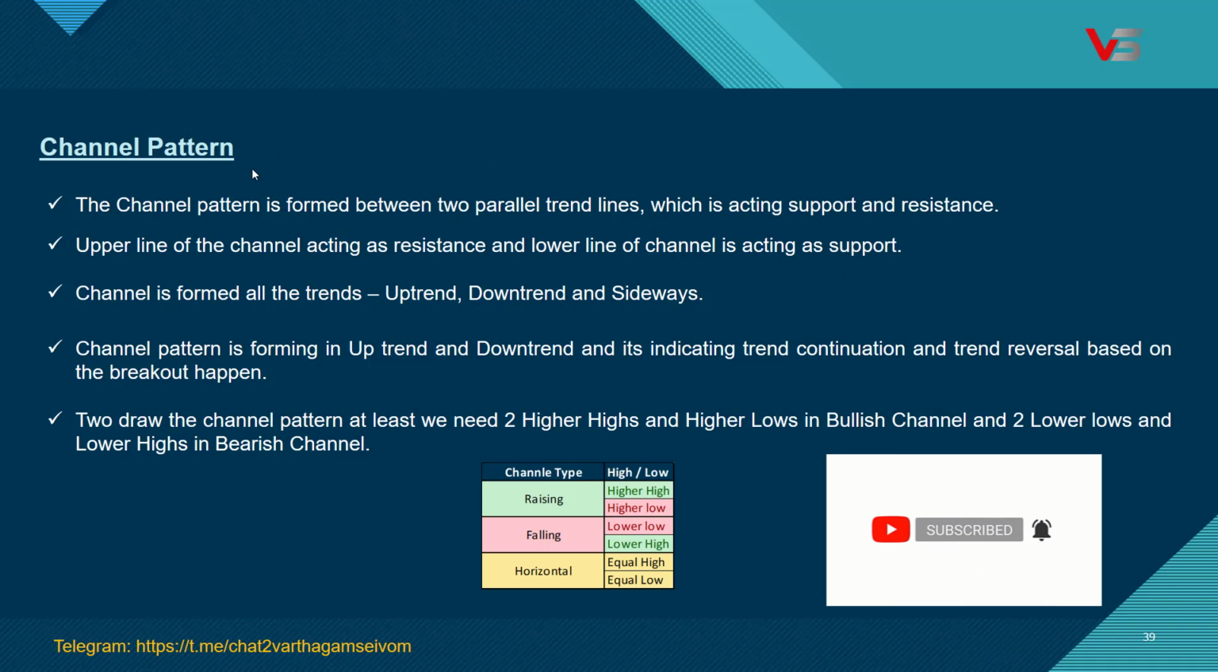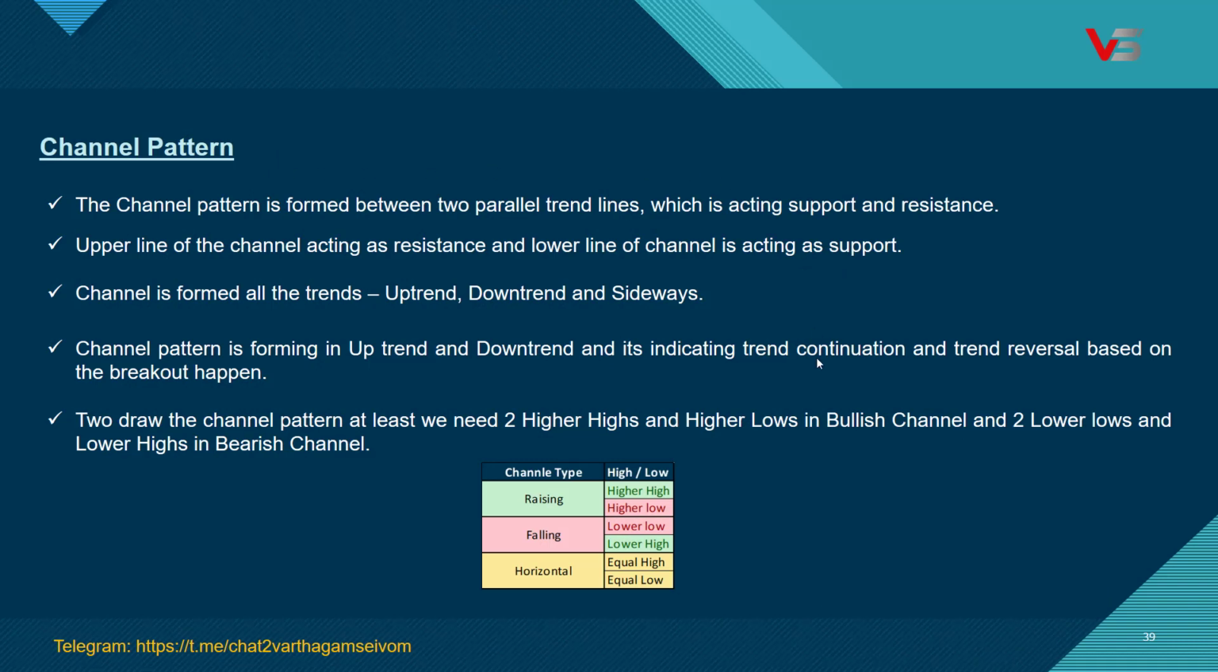To draw the channel pattern, the following points have to be noted. The first point: the channel pattern is formed between two parallel trend lines, which act as support and resistance. In the first point, we have to note this: there will be two parallel trend lines. They act as support and resistance.